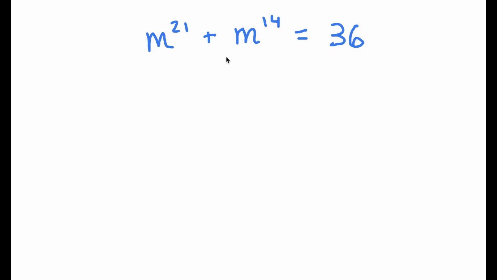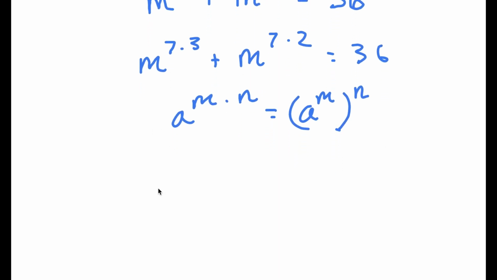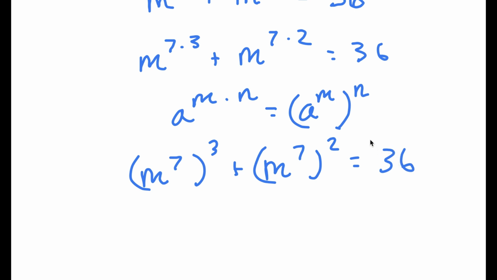Alright, so in this problem, I have m to the power of 21 plus m to the power of 14 is equal to 36. So I'm going to first rewrite m to the power of 21 as m to the power of 7 times 3, and m to the power of 14 as m to the power of 7 times 2. So if I have something in the form a to the power of m times n, this is equal to a to the power of m to the power of n. So m to the power of 7 times 3, that's m to the power of 7 to the power of 3, and m to the power of 7 times 2, that's m to the power of 7 to the power of 2, is equal to 36.